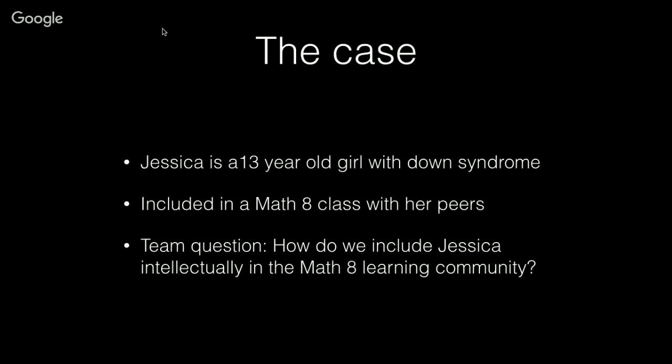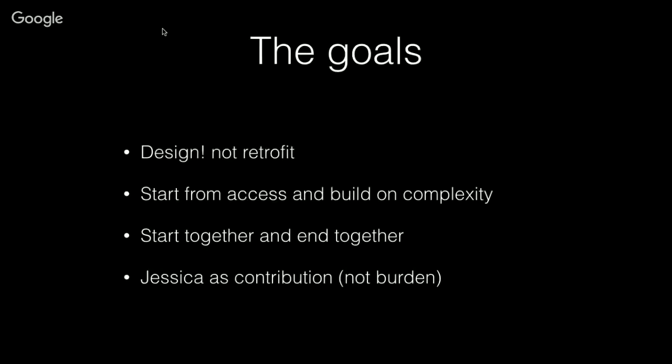The question that this planning team really had was, a lot of times students are included either socially, emotionally, or physically, but the teacher was like, I totally want to include her in the learning community, but we just don't know how. And so we really zoomed in on how we could include her intellectually in the learning community, because the cognitive gap just gets bigger as kids go through school, and so really trying to close that cognitive gap between her and her peers in a way that was manageable for the team and for Jessica as well.